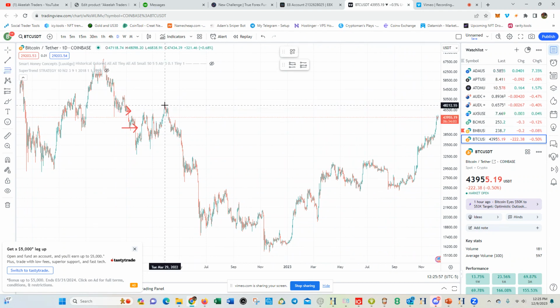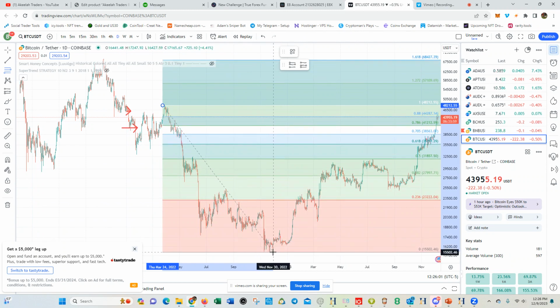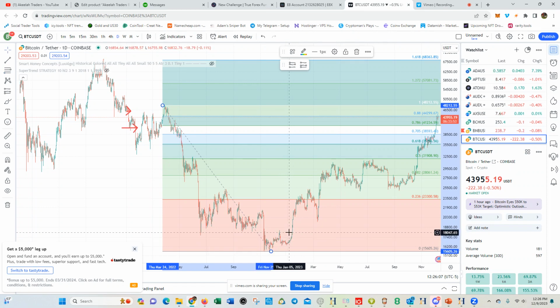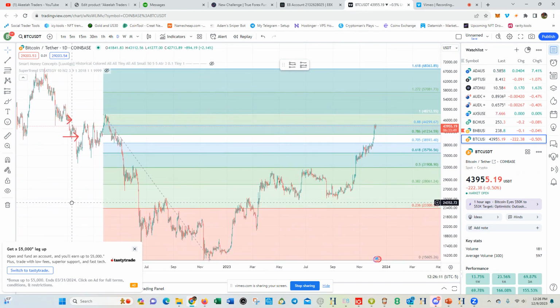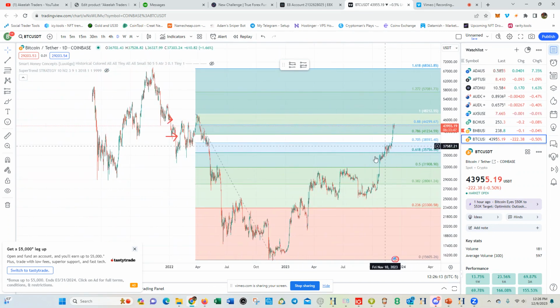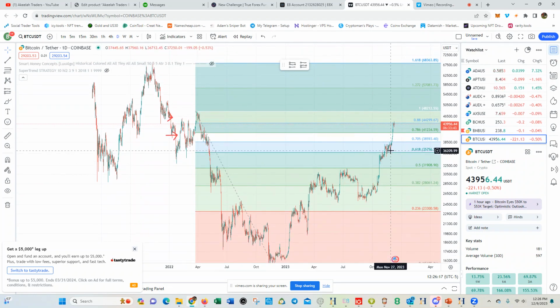So let's do that. Let's start here. This is the top. Drag it all the way down to the bottom of the move, which somewhere was around November 25th or so of 2022. Okay, now let's look and see how we handled that 618 level. Here, the golden ratio was at the 618.